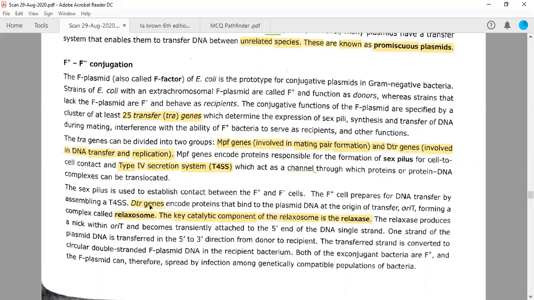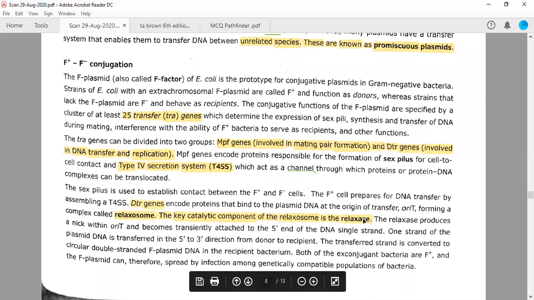So they are encoding some enzymes, for example, relaxase enzyme. And this relaxase enzyme is specifically able to bind to this ORIT, which is present on the F plasmid. And it will create a nick at this ORIT. ORIT is origin of transfer, T for transfer. It means when this F plasmid is being transferred from the donor cell to the recipient cells, it will begin with this origin, ORIT. So actually, it may have two origins. One is origin of replication and second is called ORIT, that is origin of transfer.